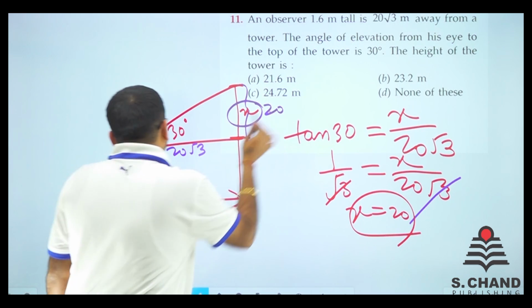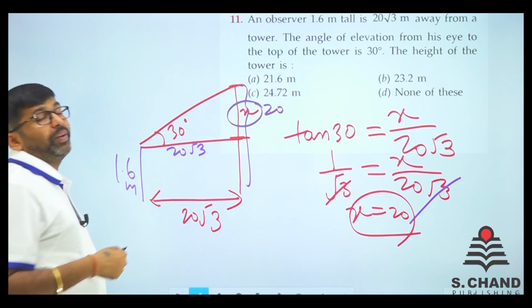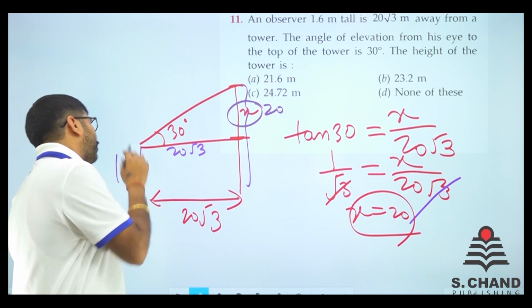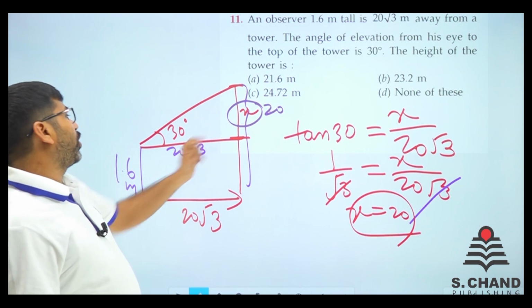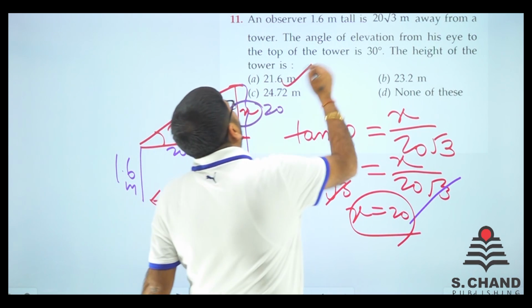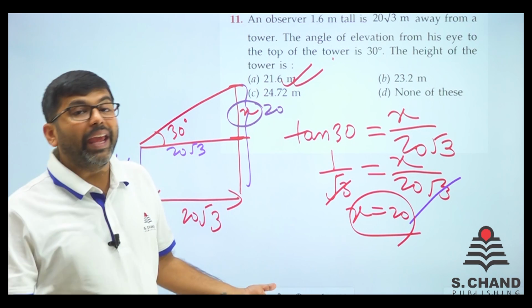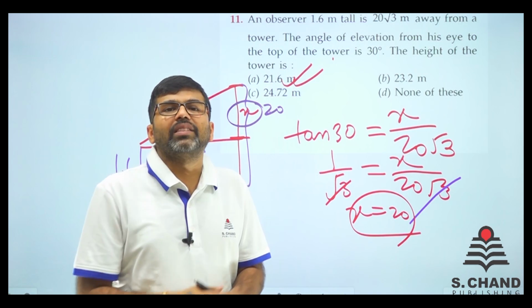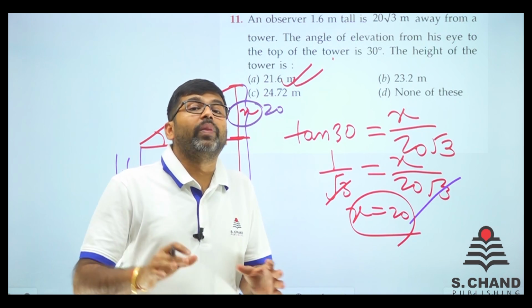Now to the 20 meter, the height of the man should be added. This height of the man is 1.6. So when you add 20 plus 1.6, it becomes 21.6 meter. And here we go. We have the answer again. So bang on the answer, just because we were on the right track.